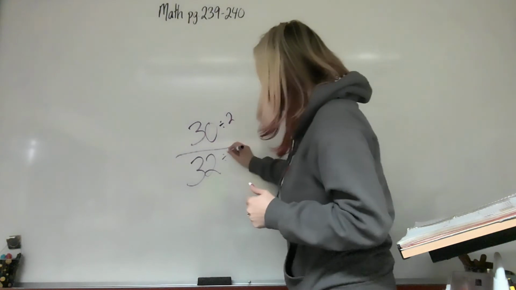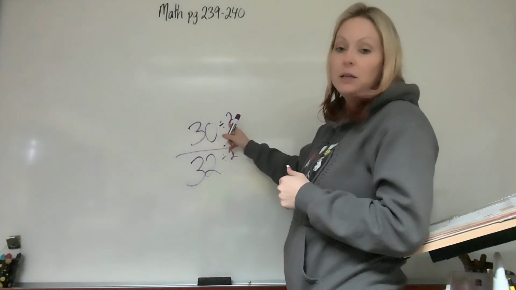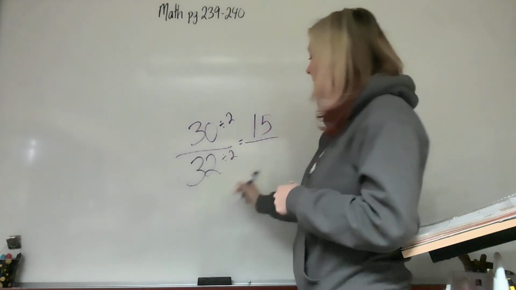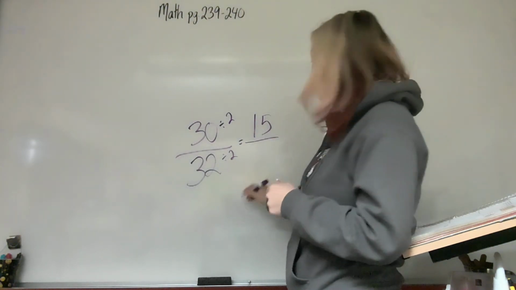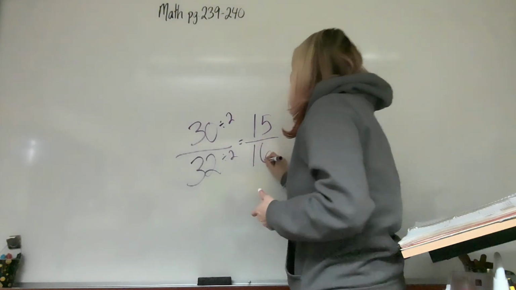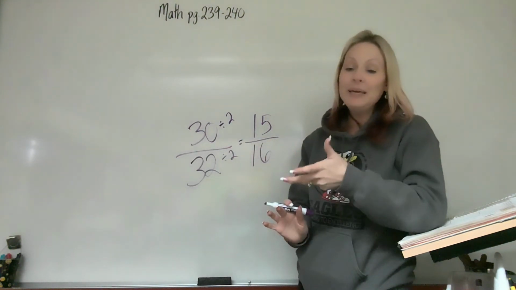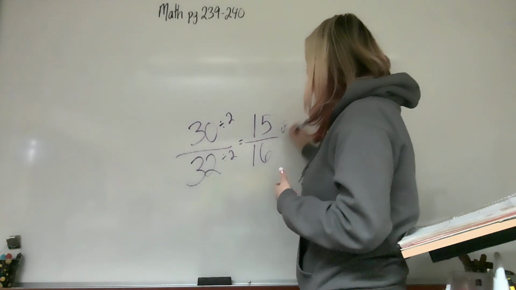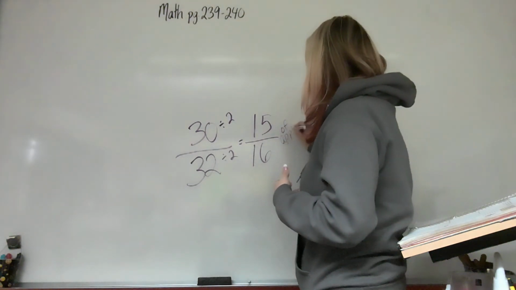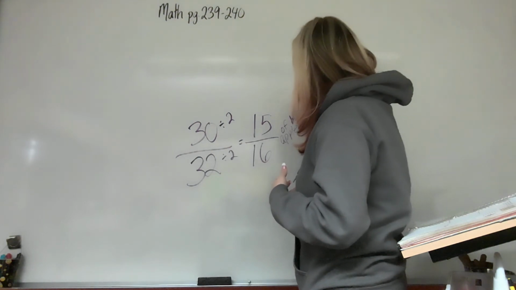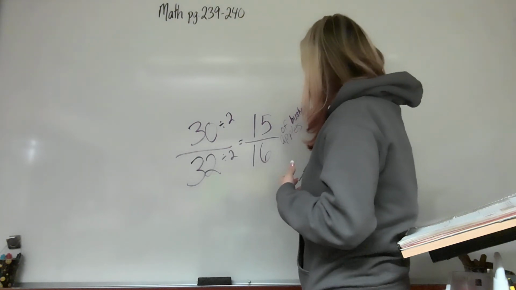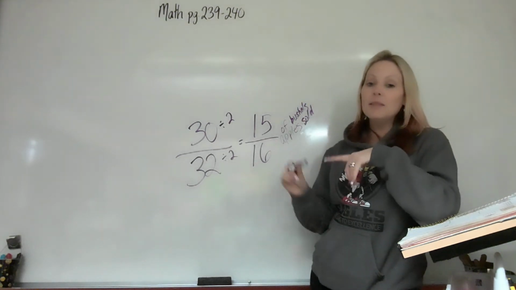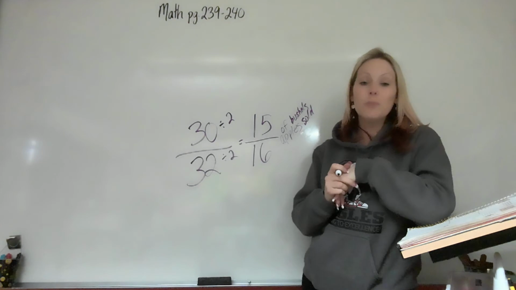So 30 divided by 2 equals 15. And 32 divided by 2, it's only one more, would be 16. So that means that he sold 15/16 of apples, or bushels of apples sold. Okay? Don't forget to put your unit measurement in there and make sure that you have that on your page.